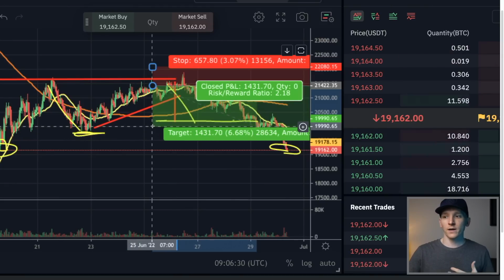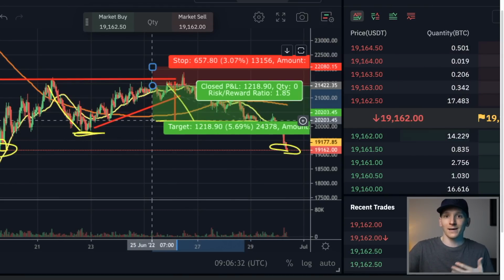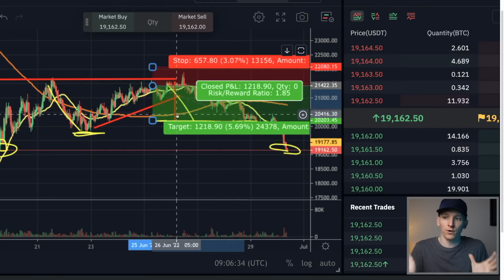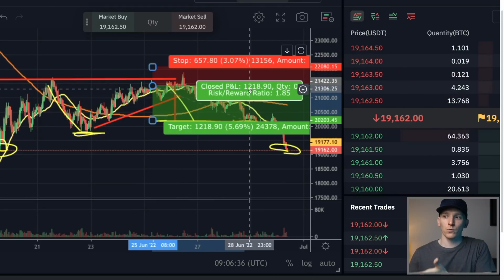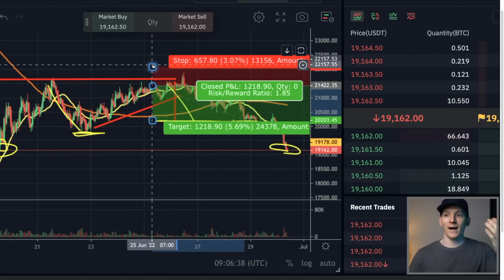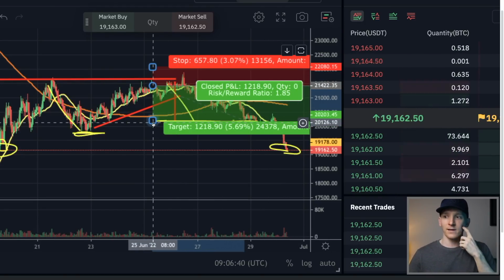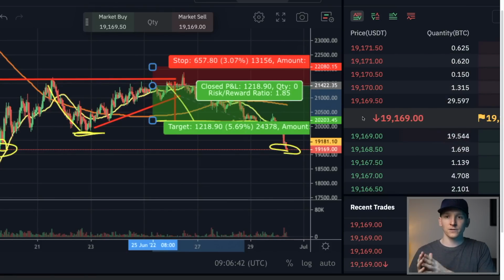If I want to trade a little bit shorter, like less time open for the position, you can bring it up a bit. That's going to make your risk reward worse. It's basically saying what's your max loss versus the expected gain. 1.85 is a decent amount. I would never ever go into a trade that was less than 1.25.